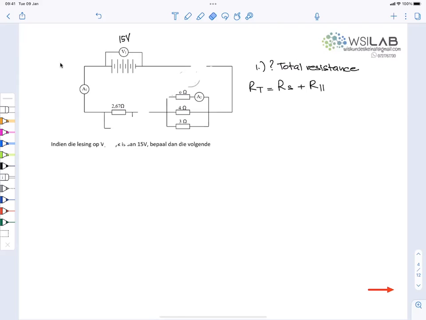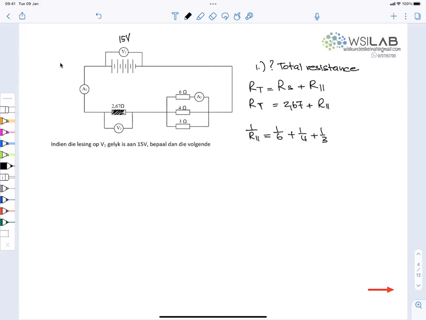So if I have the reading on V2, then I have the potential difference over those parallel again. But anyway, that's not the question. So would you agree that the total resistance is 2,67 from this one in series, plus whatever we get out of the parallel circuit? Yes. The parallel circuit, you can calculate 1 over R parallel is 1 over 6 plus 1 over 4 plus 1 over 3.